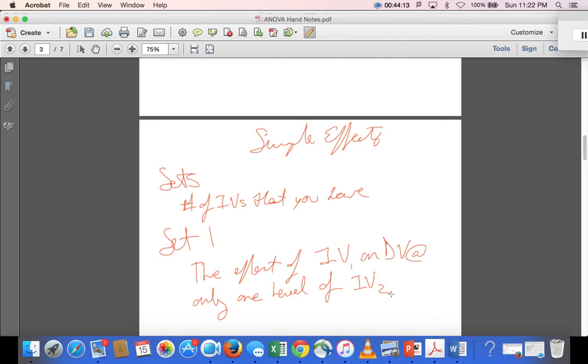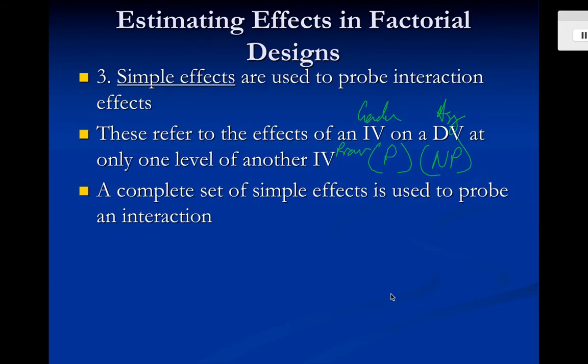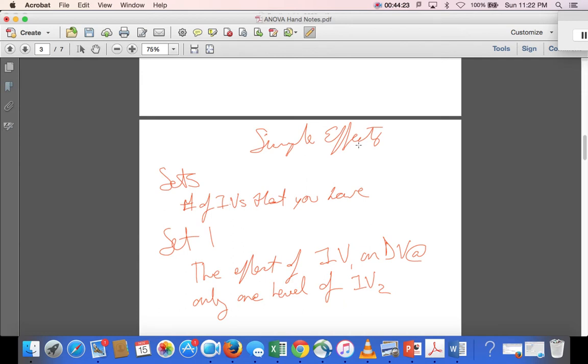Okay? Now, essentially what I've done here is I've taken this exact sentence that I've given you here, the effect of the IV on a DV at only one level of another IV, and I've just expanded it a little bit more to become a little bit more detailed. So the effect of the first independent variable on the dependent variable at only one level of the second independent variable.